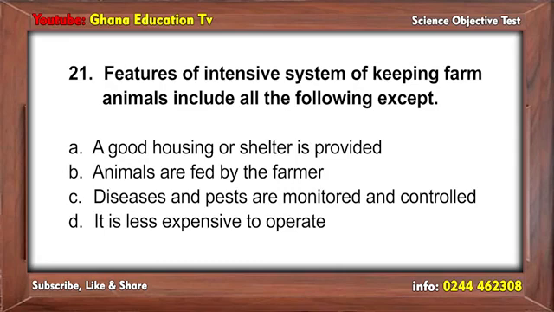Number 21. Features of intensive system of keeping farm animals include all the following except A. A good housing or shelter is provided. B. Animals are fed by the farmer. C. Diseases and pests are monitored and controlled. D. It is less expensive to operate.